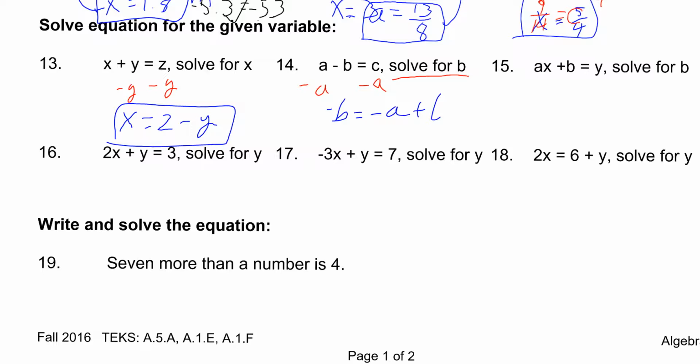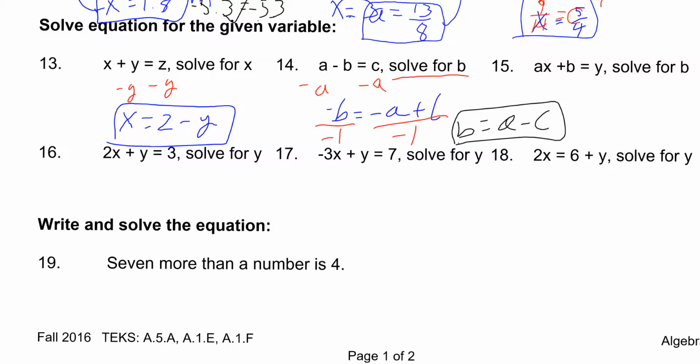Now, in order to do this, we're actually going to have to divide by -1, and we're not quite to that yet. That's tomorrow. But just as a glimpse of what we're doing, we're going to divide each side of that by -1, and it's going to leave us with b equals a minus c, and that would be our final answer. Okay? And it's that simple, alright? But that's tomorrow, so don't worry too much about that.